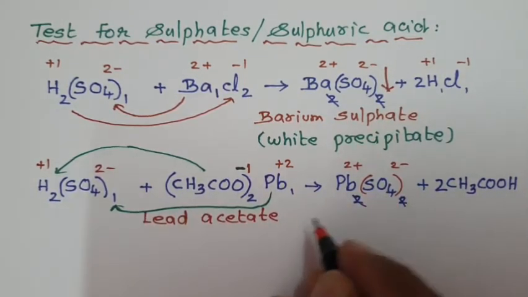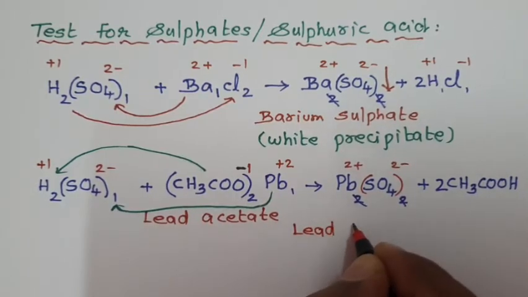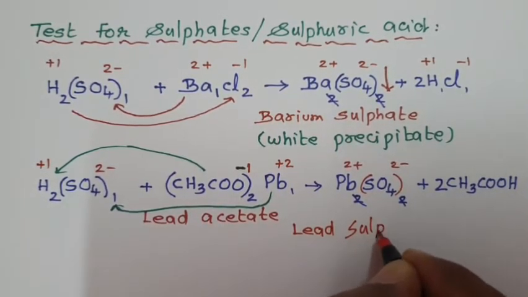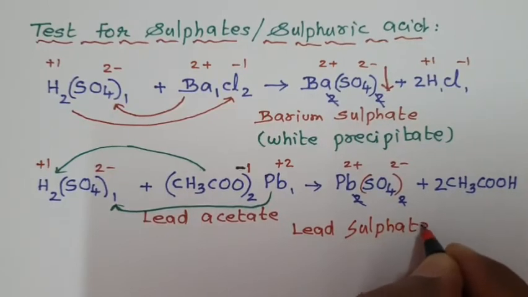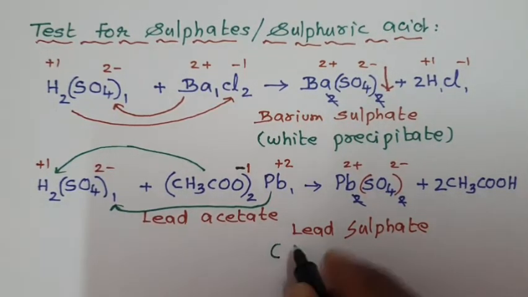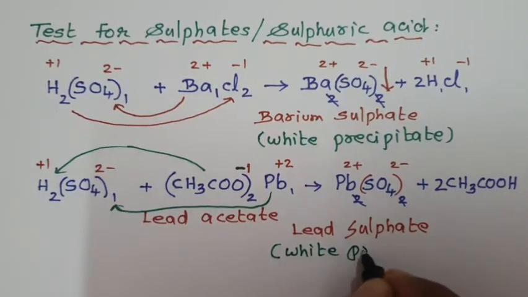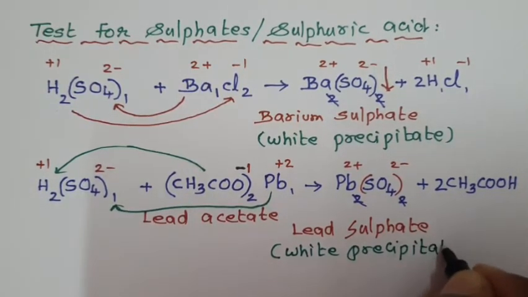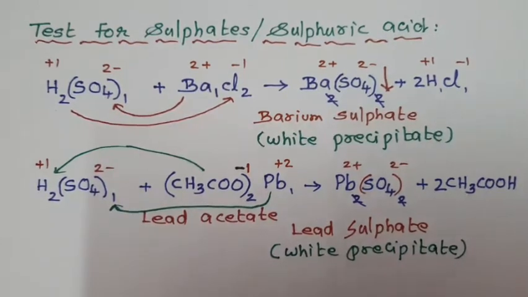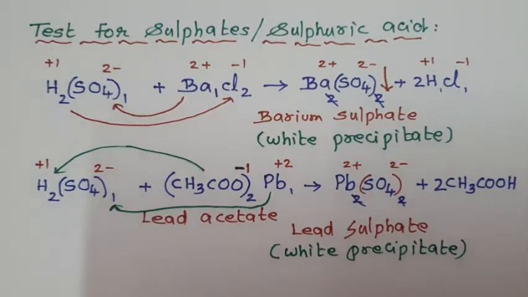So, what is the name of this PbSO4? It is nothing but lead sulfate. Lead sulfate is also a white precipitate. A precipitate is one which is insoluble in the given solvent. So, at the bottom we will get this precipitate. So, these are the tests for sulfate or sulfuric acid.